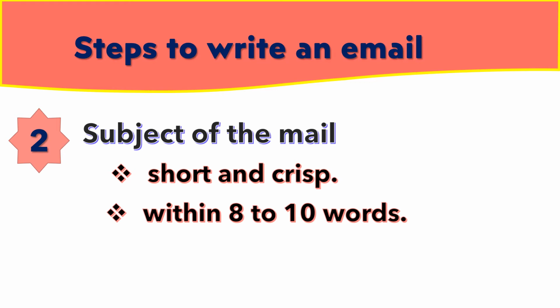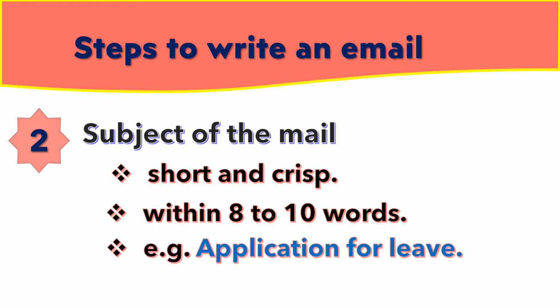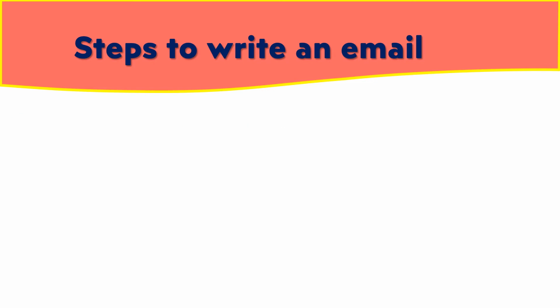For example, in case you are writing this email to ask for leave, your subject can be "application for leave." In case you want to inform somebody that you have arrived, you have reached, you can just simply write "safe arrival." Now, once we have filled in the subject for the email, the next step is to write the body of the email. That means here you're going to type in the main message for which you're writing the email.